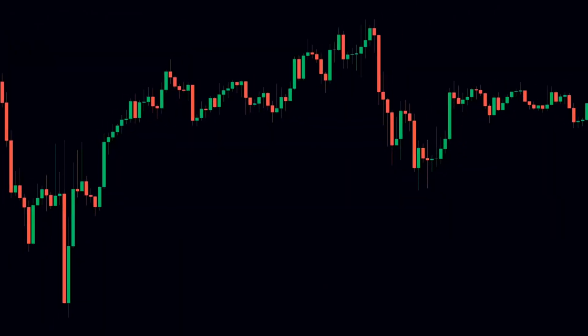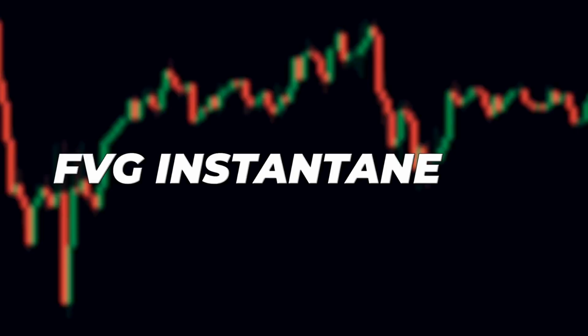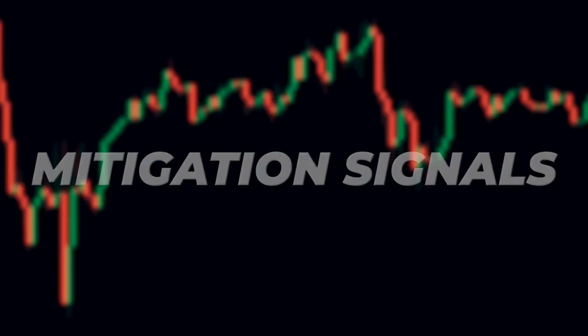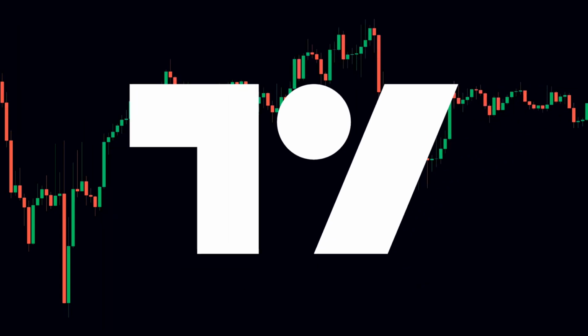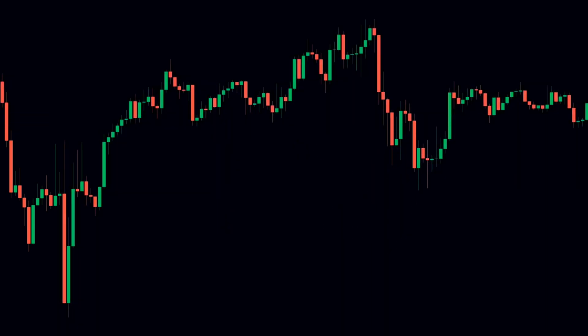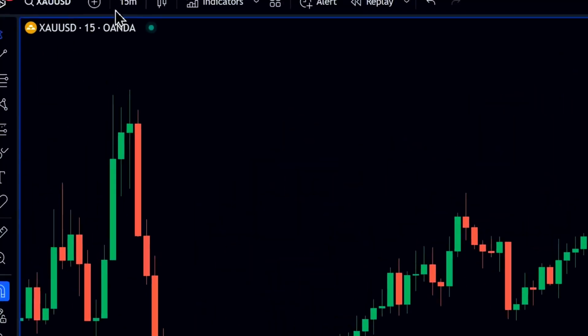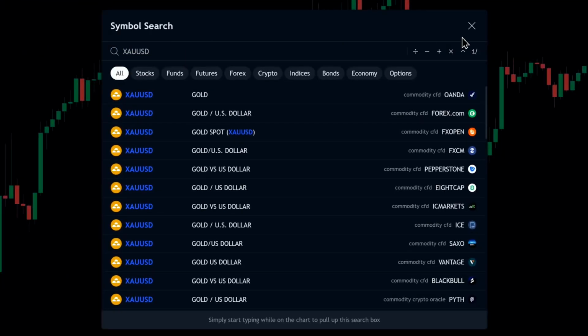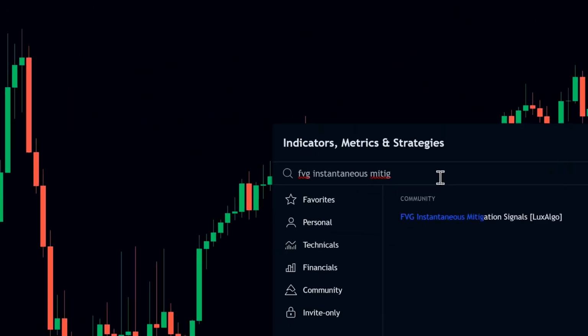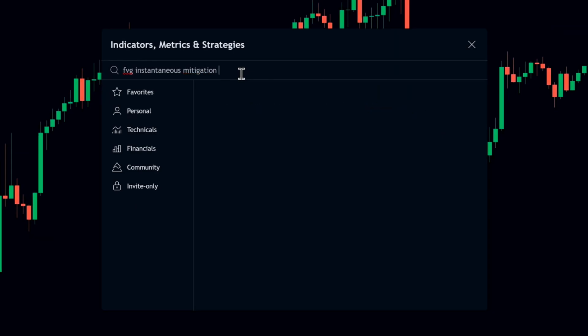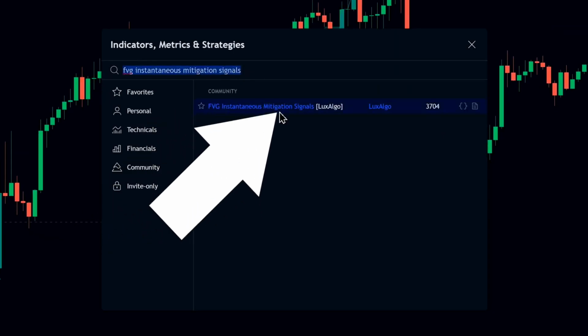To get started with this strategy, we'll add an indicator called FVG Instantaneous Mitigation Signals. Head over to TradingView. That's the platform I'll use for this demo. If you haven't signed up, there's a link in the description below. Once you're on TradingView, load up any trading security on any time frame you prefer, then open the Indicators tab and type in FVG Instantaneous Mitigation Signals. Be sure to select the one created by LuxAlgo.